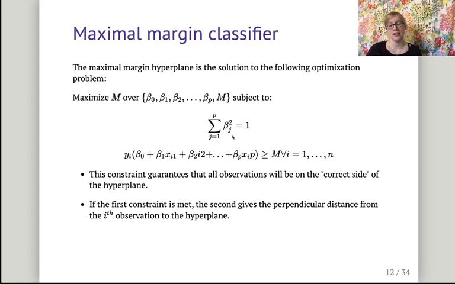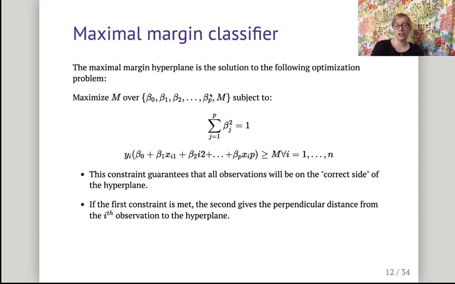The particular constraint here is that the sum of all of these regression coefficients, beta squared, must be equal to 1. What this constraint is going to do for us is guarantee that observations will be on the correct side. The second constraint here guarantees that all observations will be on the correct side of the hyperplane. So if we're on the above side, then this y will be positive. If we're on the below side, this y is a -1. That will make all of this now negative.